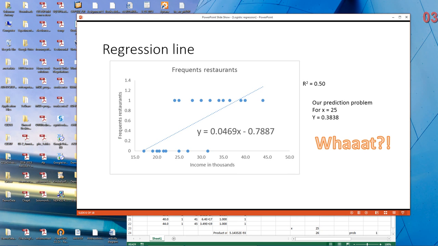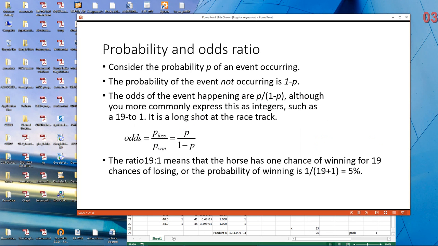Now that is of course not what we want. We'd like to know, because this one it'll have to be 0 or 1. Of course this is 0.3838, that is not what we want.